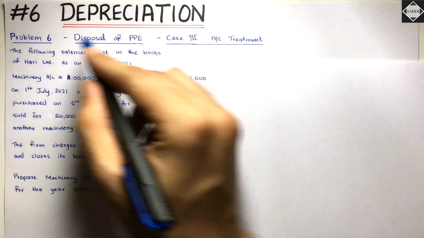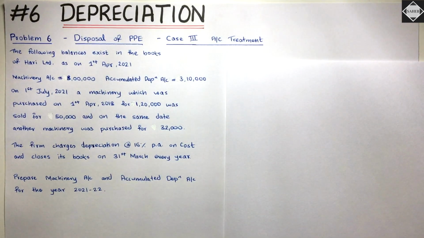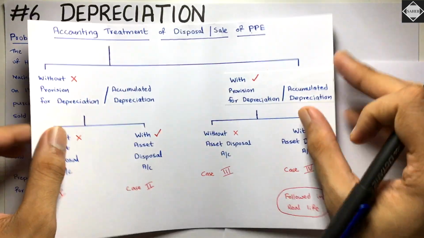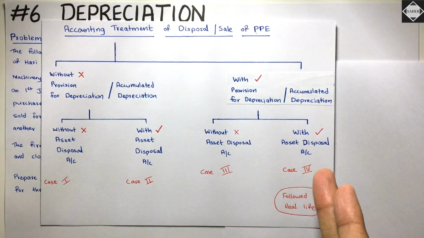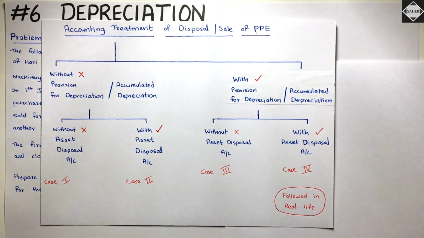Today in the sixth video of the depreciation chapter, we are going to understand the remaining two accounting treatments of disposal or sale of property, plant and equipment. These two, case 3 and case 4, and we are also going to solve a problem on this, because that's what is left over here.